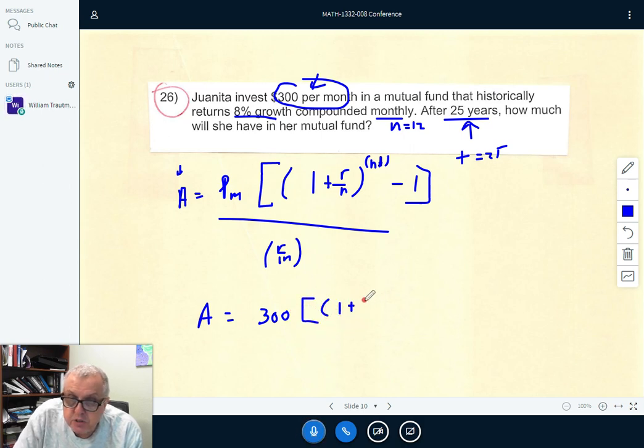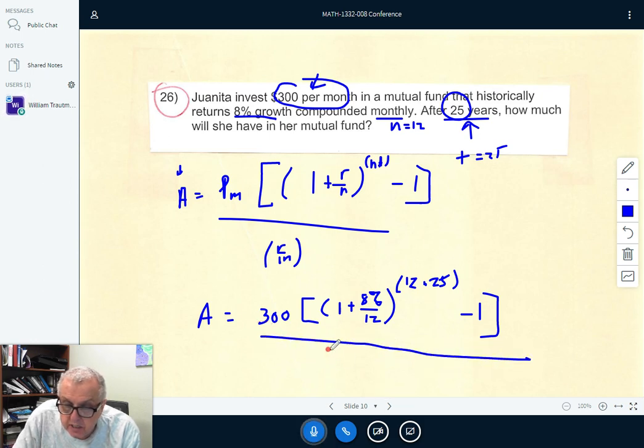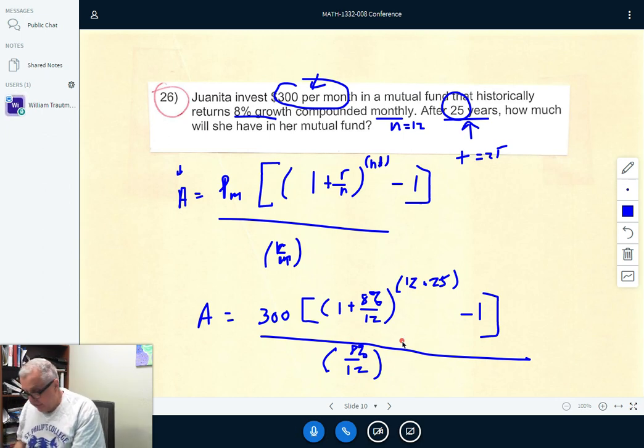1 plus the interest rate, 8% over N, which is 12, raised to N times T, which is 12 times 25 years, minus 1, and all this is going to be divided by R over N. The interest rate is 8% and N is 12. So put that in your calculator.